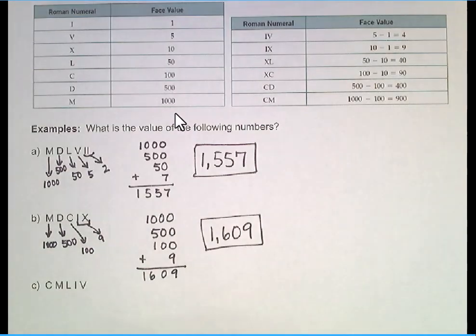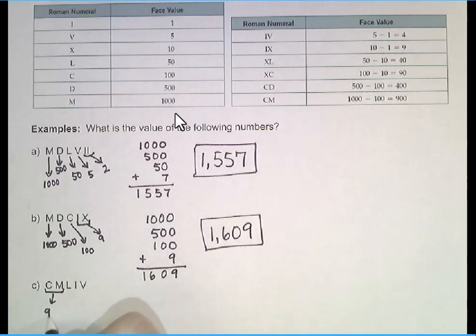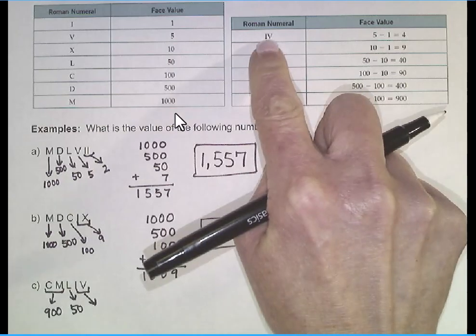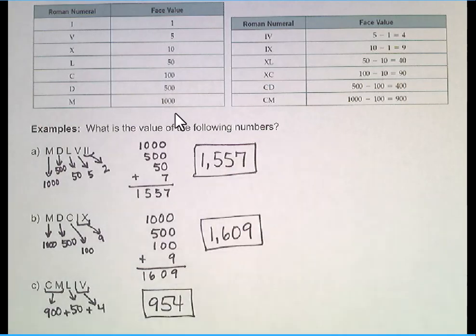See if we can do the last one here. CM, well, that's 100 coming before 1,000. CM, that's 900. L is 50. And this IV, 1 before 5, that's worth 4. So maybe this one we don't have to stick vertically. 900 plus 50 plus 4, that's 954. That one I can just do. But if you need to stack it up, don't feel any shame, just stack it up.